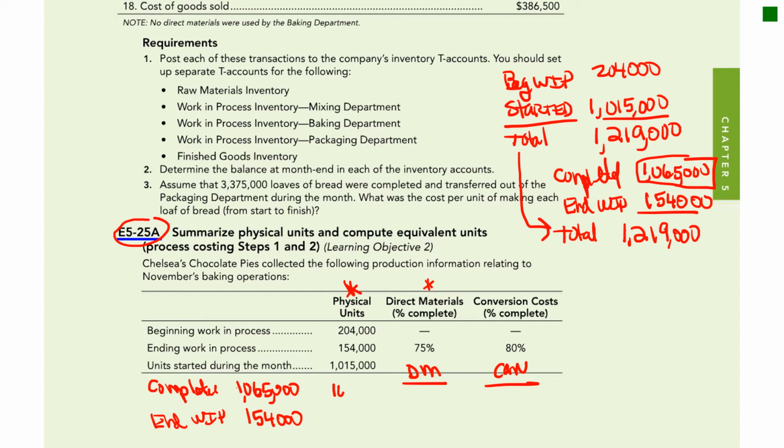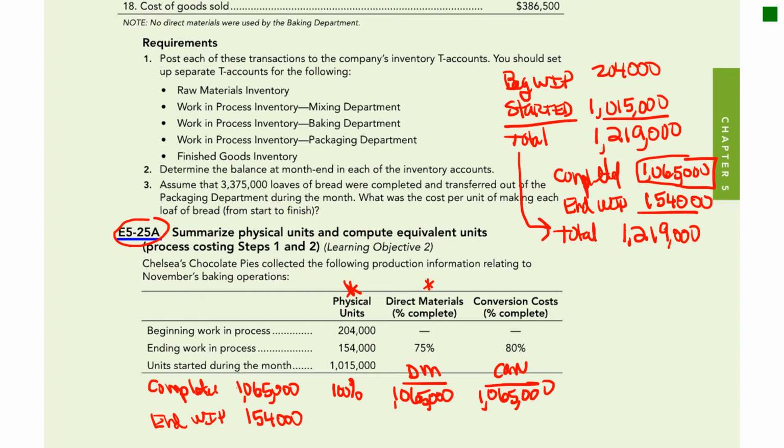So using this as my base, direct material and conversion, let's now get the equivalent units. Remember, if it's completed and transferred out, that means 100% complete. So I'm just going to copy those numbers over for both direct materials and conversion. So each of those gets 1,065,000.